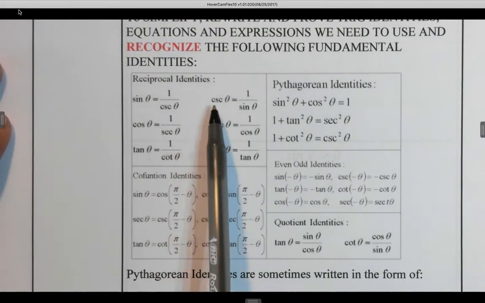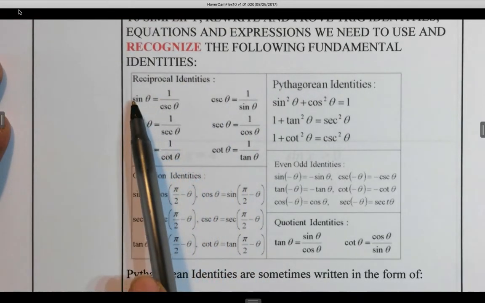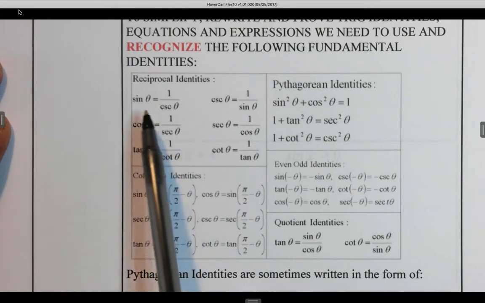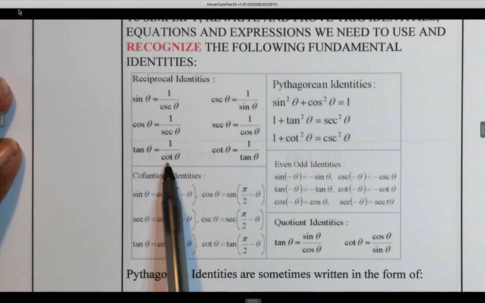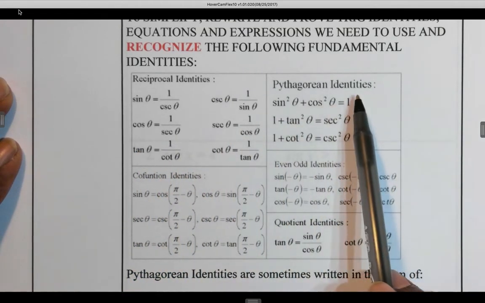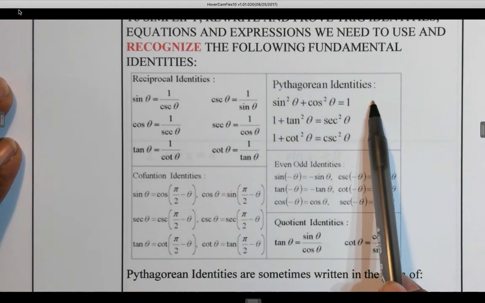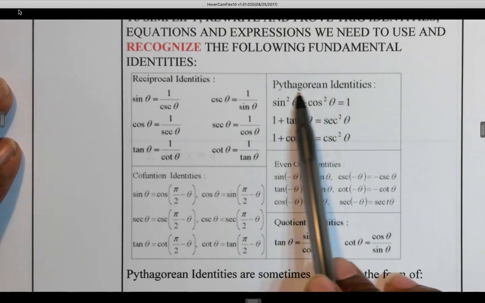So we have the reciprocal identities we talked about before, right? Sine is the reciprocal of cosecant. Cosine is the reciprocal of secant and vice versa, right? And tan is the reciprocal of cotan. We also talked about the Pythagorean identities, right? So we'll come back to these a little bit later.